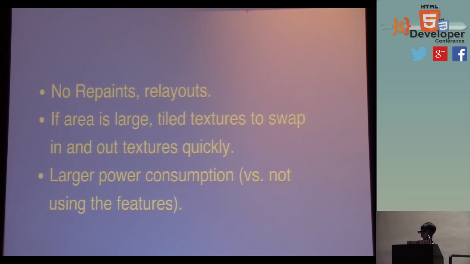So if an area is large, because the GPU does parallel processing, it splits those areas into tiles and only changes particular tiles that need to be changed. But obviously, this also means it uses a lot more power than when you don't use the feature, which is kind of expected.